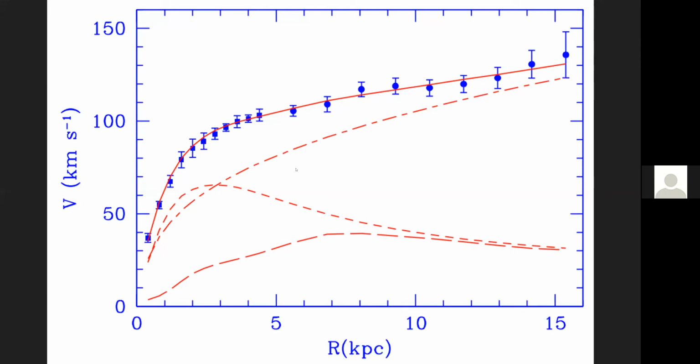Then the dotted line, this one's the contribution made by the dark matter. The small dashed line is the contribution from the stars, and the long dashed line is the contribution from the gas disk. So we can see close to the nucleus of the galaxy, stars are quite significant in their importance. As we go further out, it's the dark matter that becomes very dominant.